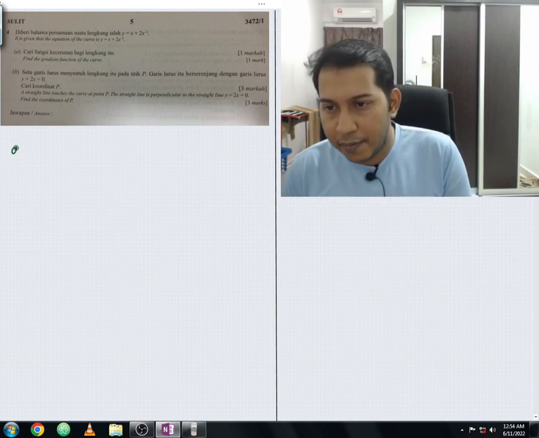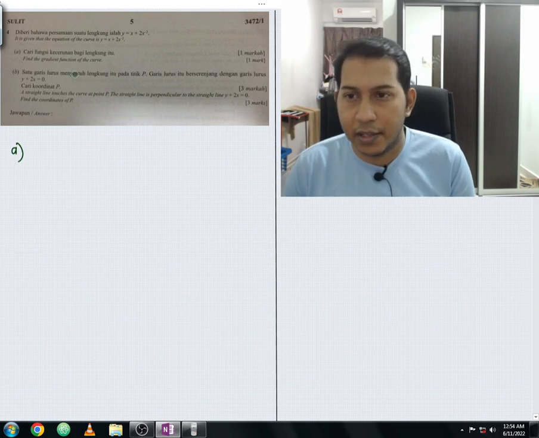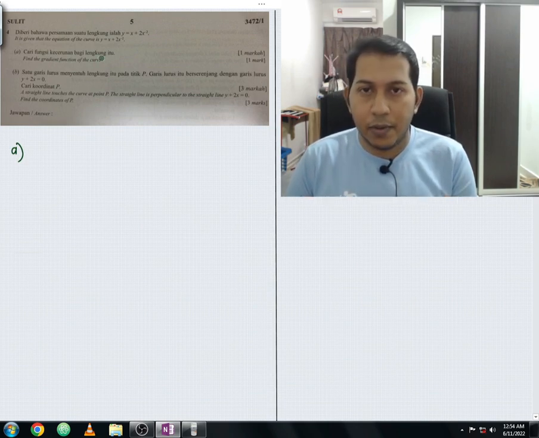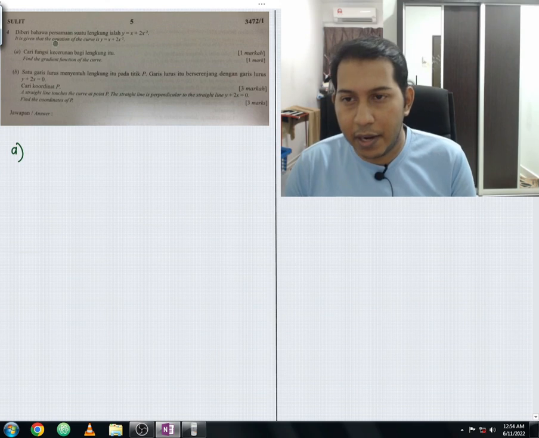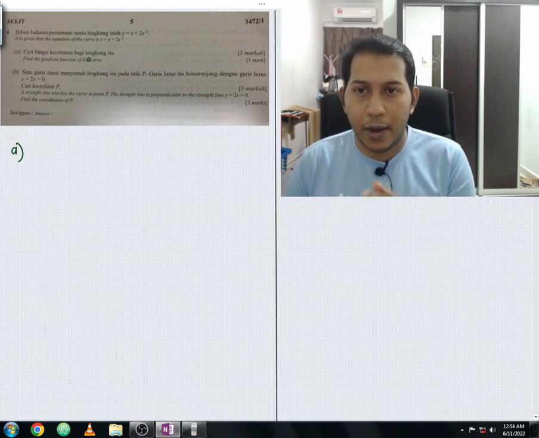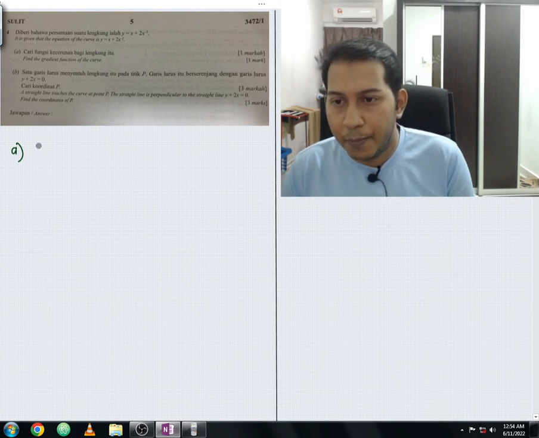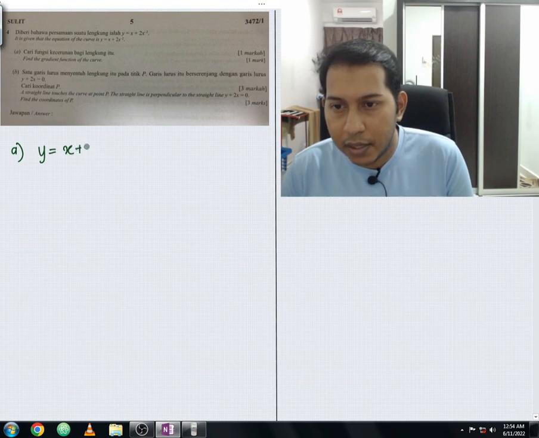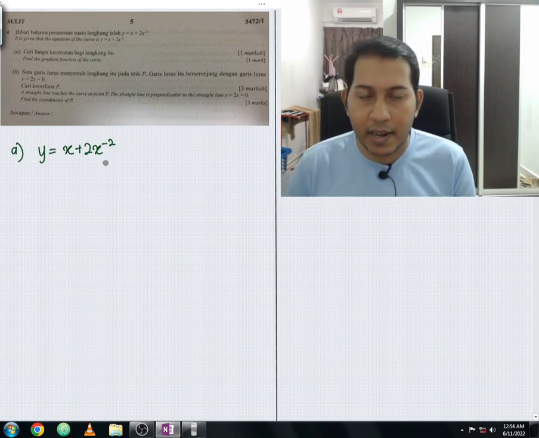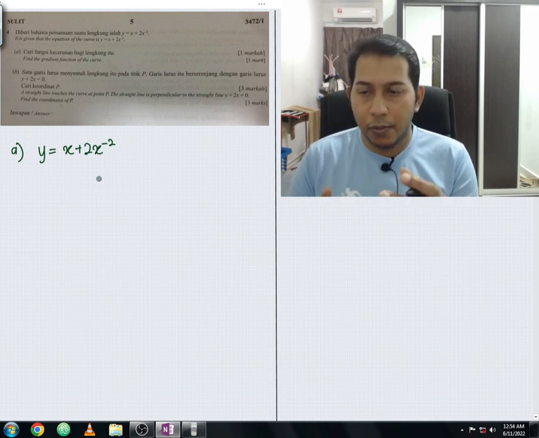Question part A is very straightforward. Basically they ask us to find the gradient function of the curve, which means they ask us to find the gradient of the curve. In other words, it is dy over dx. Another meaning for it is dy over dx of a particular function. In this case, the function they already give us is y equals x plus 2 times x to the power of -2. The good thing is they already give us the index form, not the fraction form. So for the upcoming step, it will be easier for us to solve this.